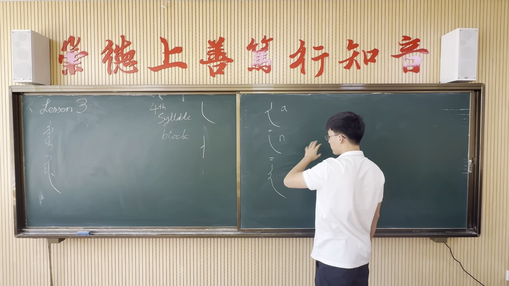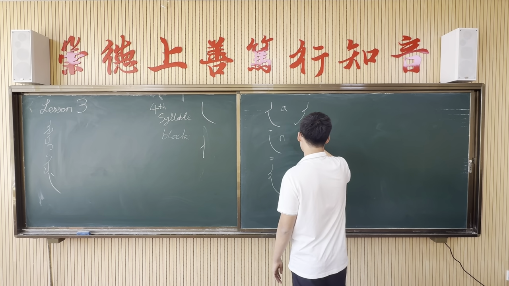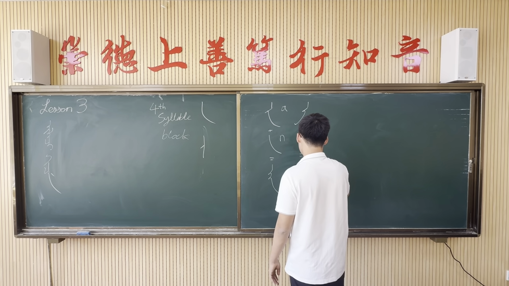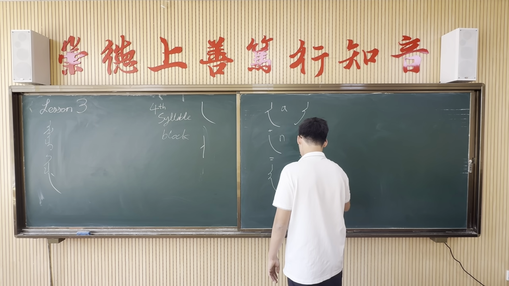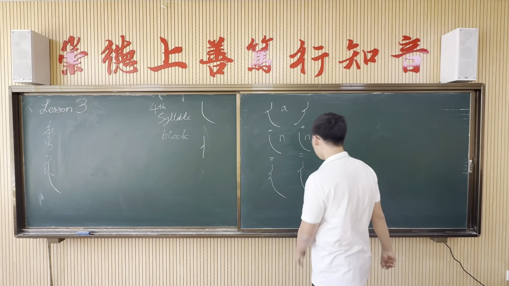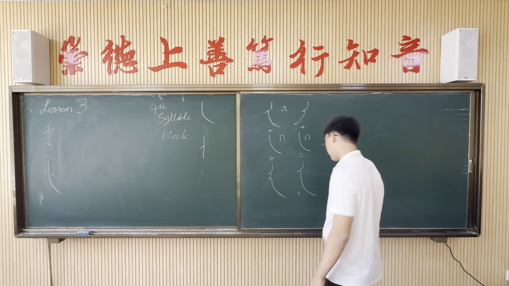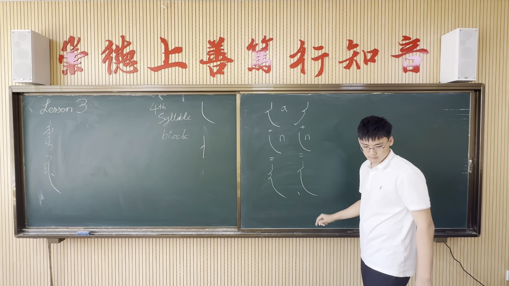Okay, same goes for plus N. Plus N is un, right? Now to differentiate this with a, for un, we write a dot here. That's to differentiate it. Okay, I'm gonna erase these words now to prevent it from getting too messy.